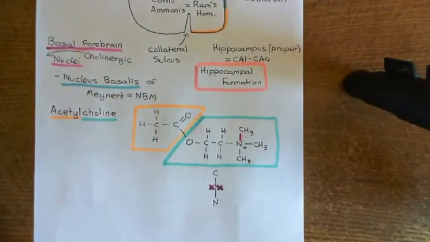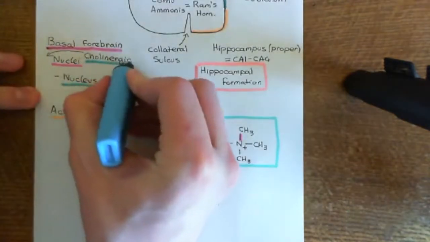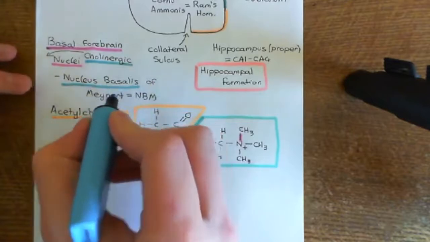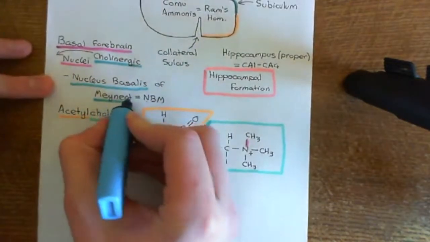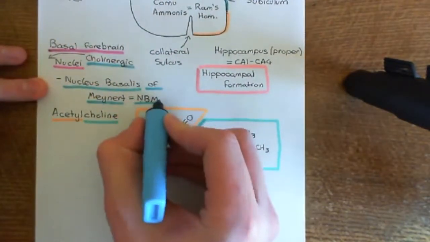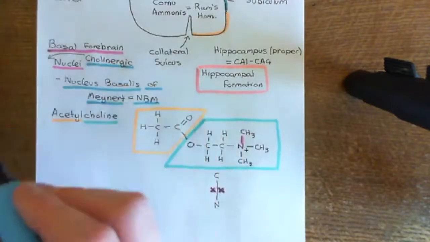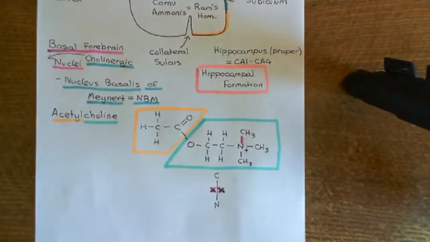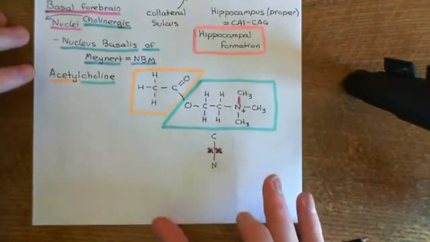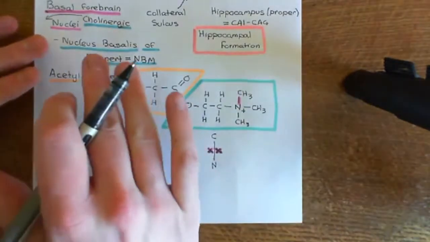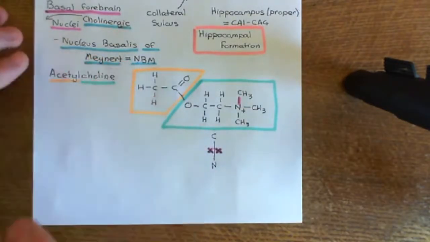Now, there are multiple basal forebrain cholinergic nuclei, but as I said, I'm only going to focus on one of them. I'm only going to show you the anatomy of one of them, which is the nucleus basalis of Meynert, the NBM. This is the biggest of the basal forebrain nuclei. The others are all sort of clustered around this one. So let's discuss the anatomy of the nucleus basalis of Meynert, and that will help us to illustrate what the function of these cholinergic nuclei is.